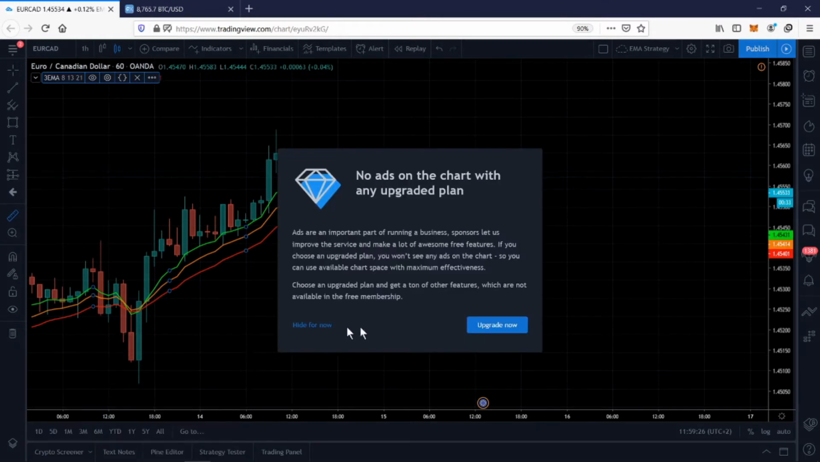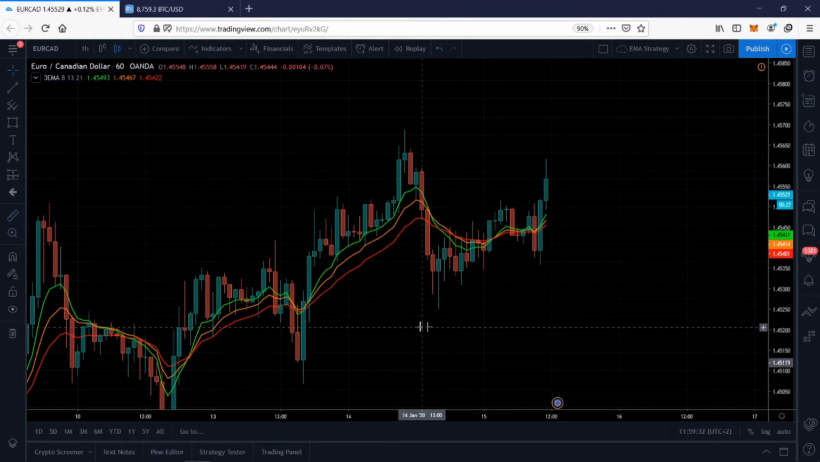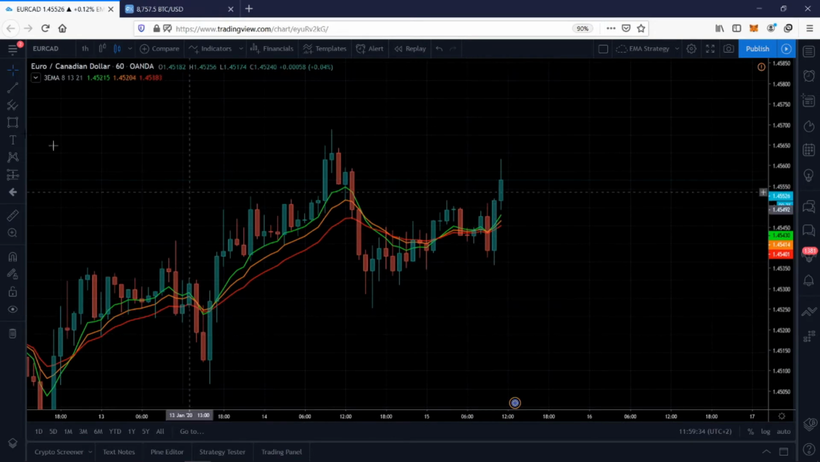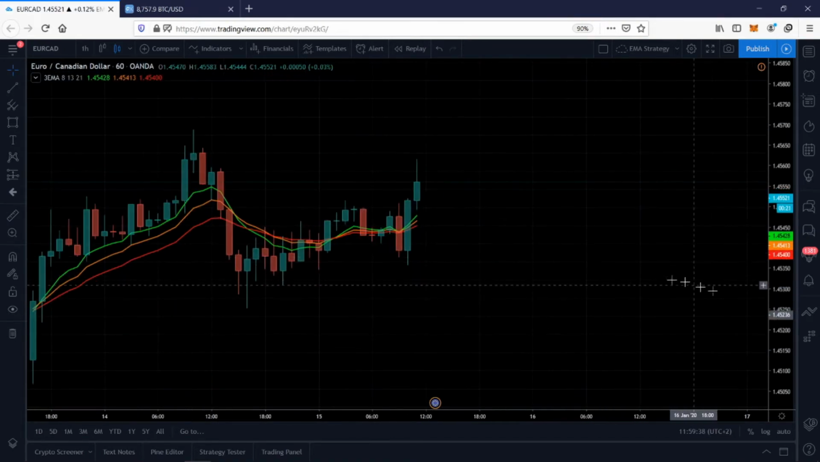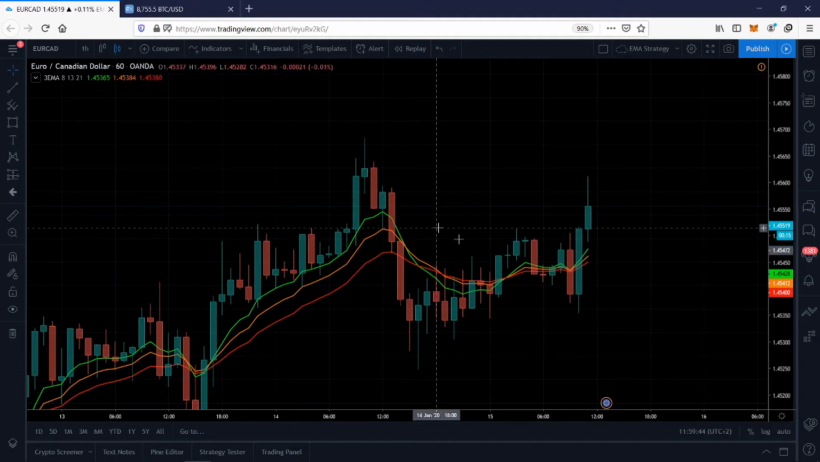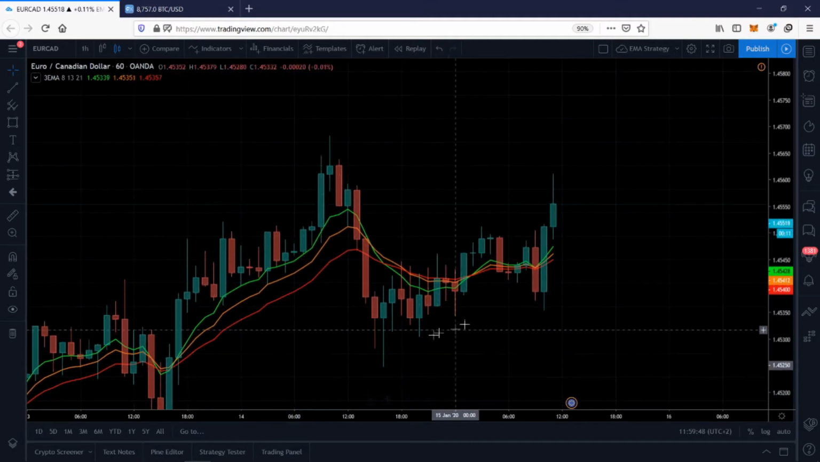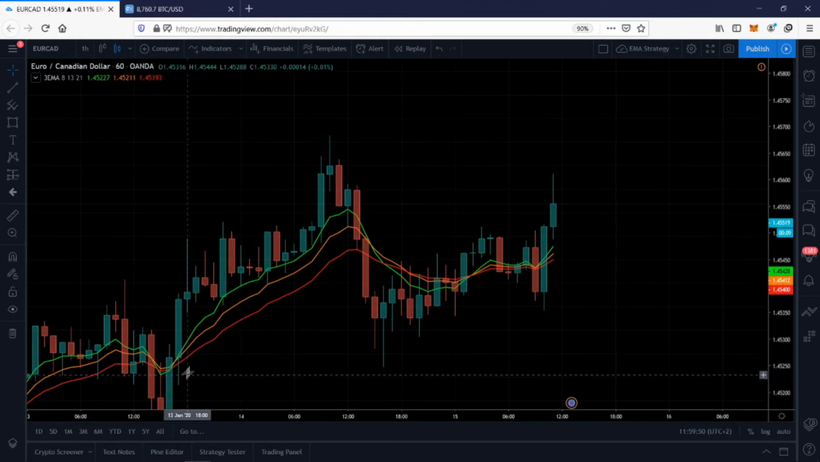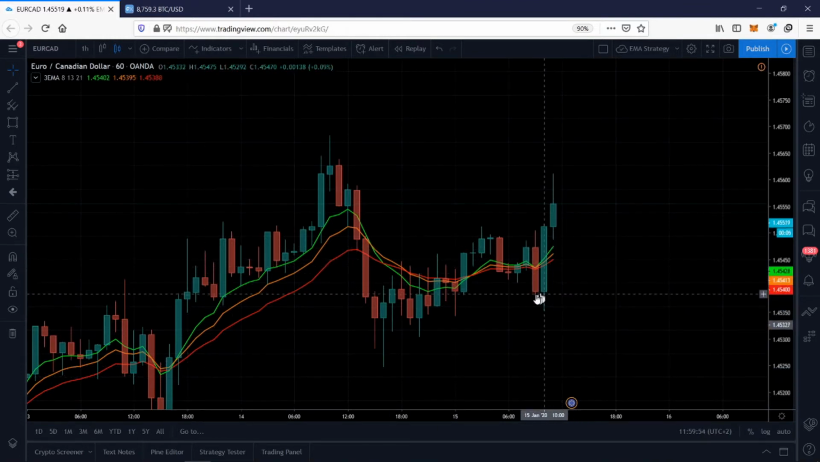So I had a look a bit earlier, and I found a pair that I think might be suitable for this particular trade, which is the Euro Canadian dollar. Let me just zoom in and pull out a little bit. What we're looking for, you're going to start on the 1 hour chart, and then on there, you're going to be looking at your 3 EMAs.